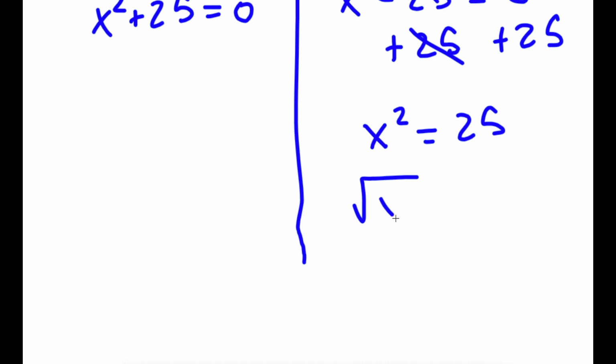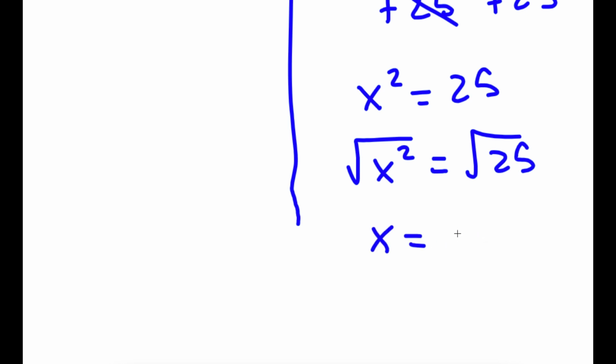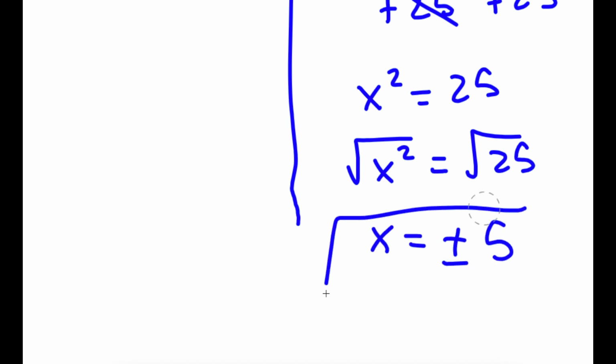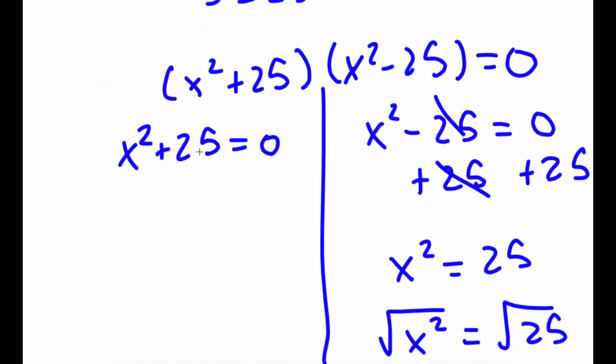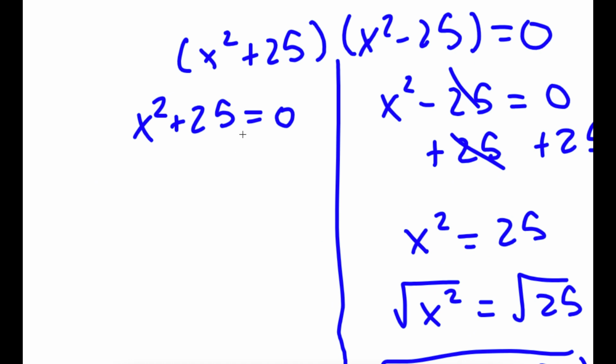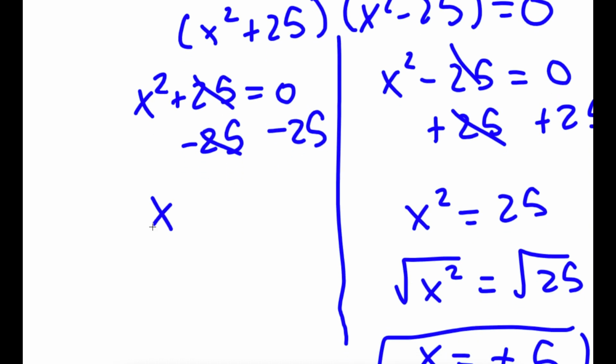Now I'm going to take the square root on both sides. Square root of x squared, that's simply equal to x. So I have x is equal to positive or negative 5. So these are two solutions of x. And now for x squared plus 25 equals 0, I'm going to subtract 25 on both sides. So now I have x squared is equal to negative 25.